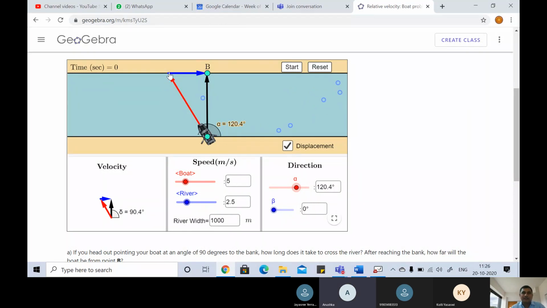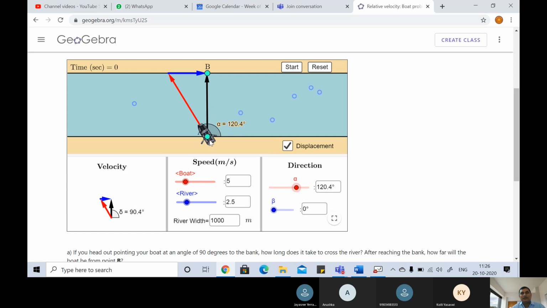What if we have to find both at one go? Both the shortest path and the shortest time? It is not possible. Both cannot be possible. Either you can cross the river in the shortest path. Shortest path means this one. If you go like this, your time will not be minimum.